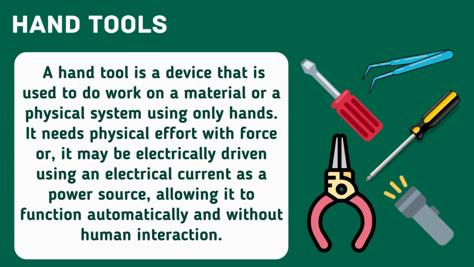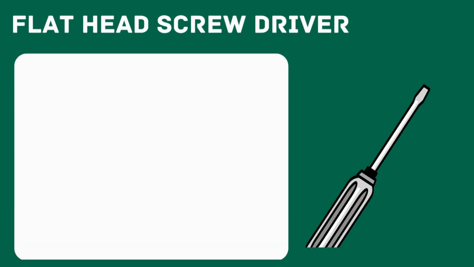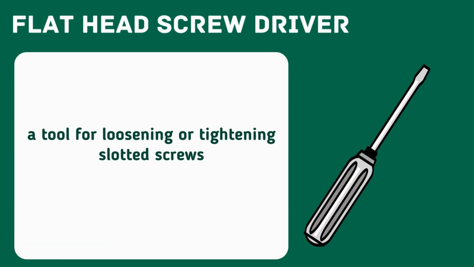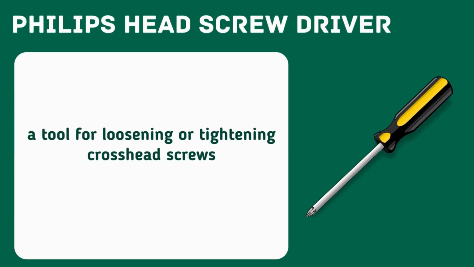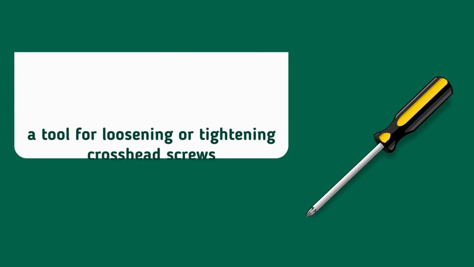A hand tool is a device that is used to do work on a material or a physical system using only hands. It needs physical effort with force, or it may be electrically driven using an electrical current as a power source, allowing it to function automatically and without human interaction. These are the following examples: flathead screwdriver, a tool for loosening or tightening slotted screws. Phillips head screwdriver, a tool for loosening or tightening crosshead screws.